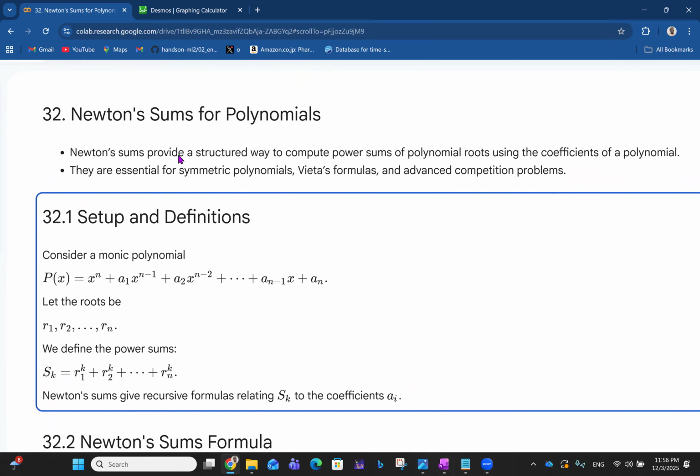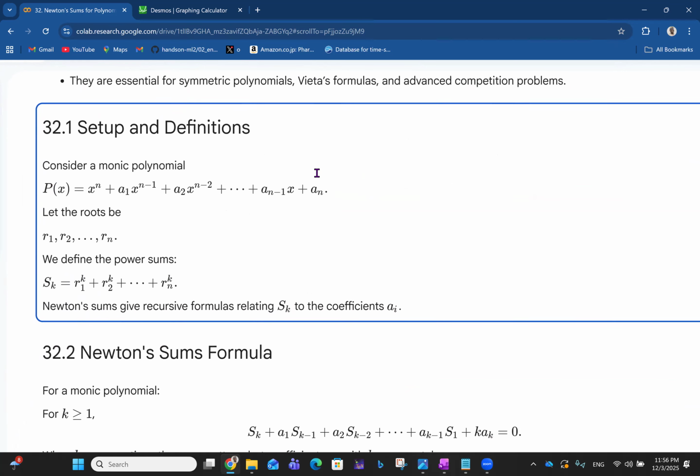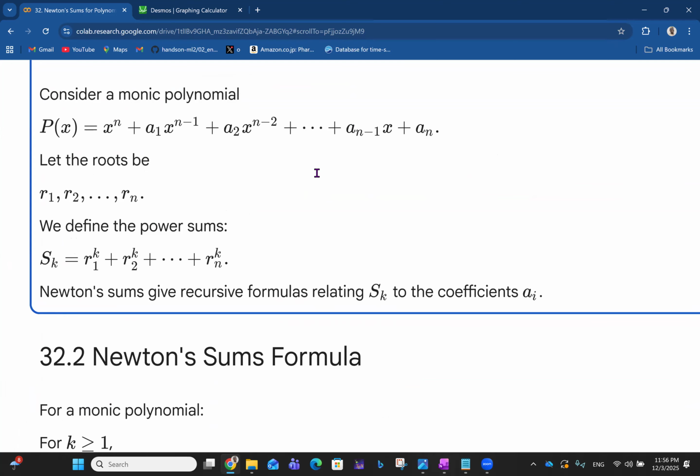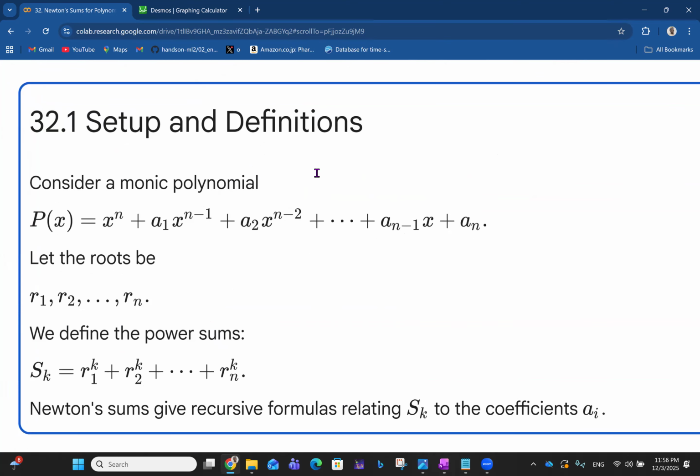Okay, so Newton's sums are essential for symmetric polynomials, Vieta's formulas, and even advanced computation problems, like people that go for Olympiads and everything. So Newton's sums are pretty useful in the process of doing all of these things. So look at the setup and definition. Of course, we've seen this a couple of times.